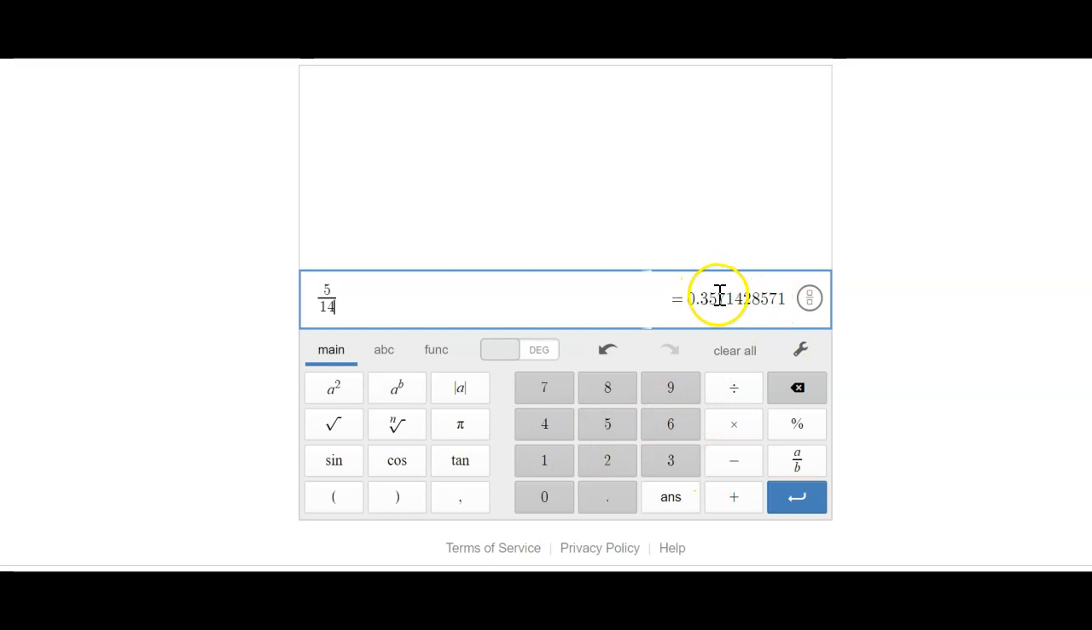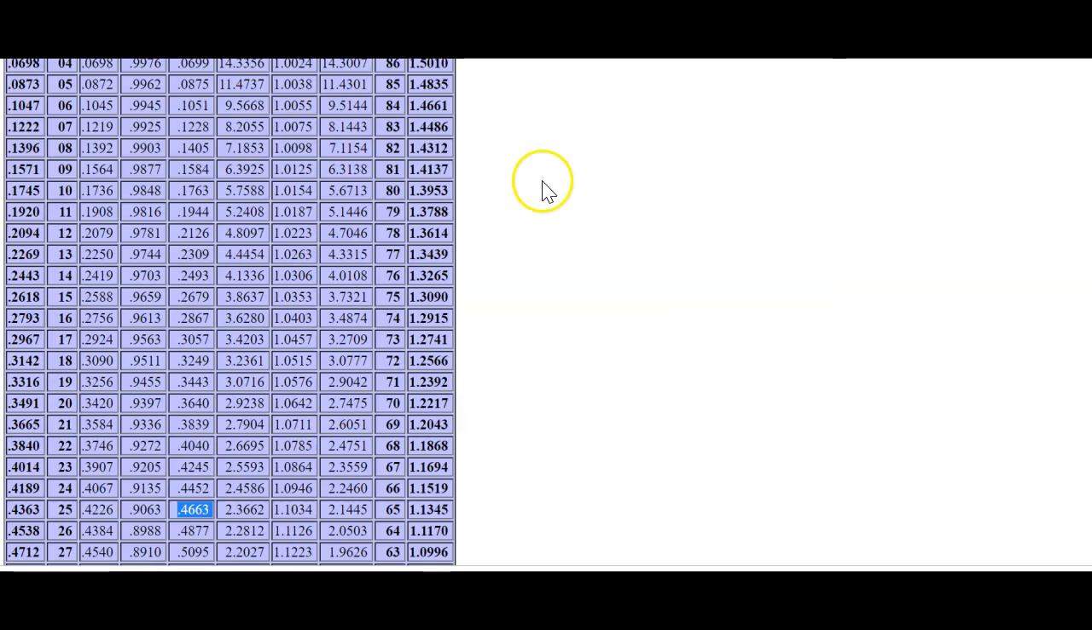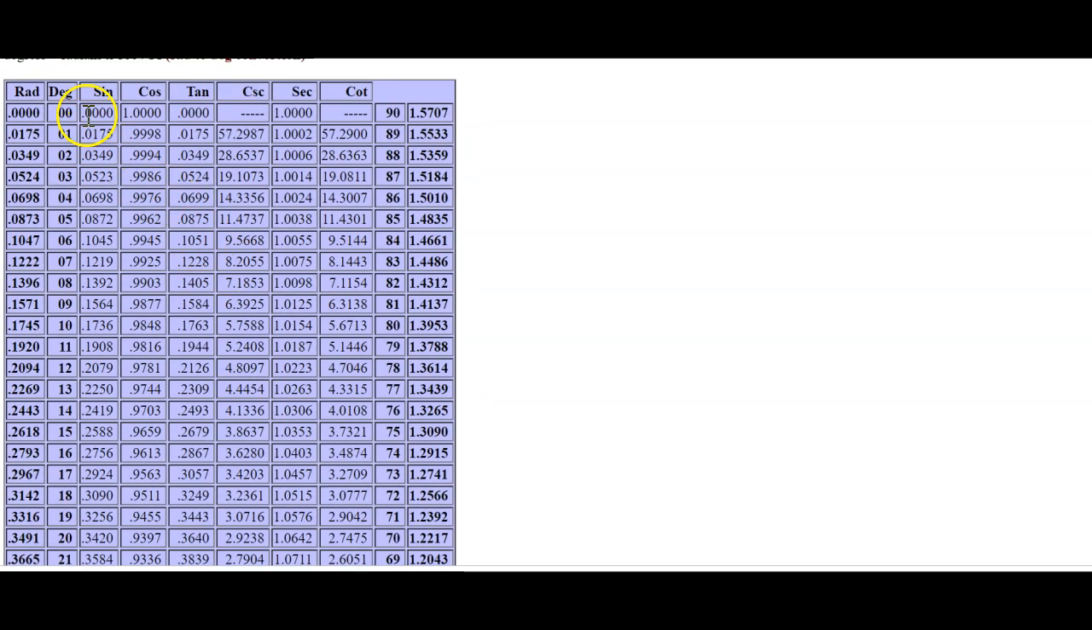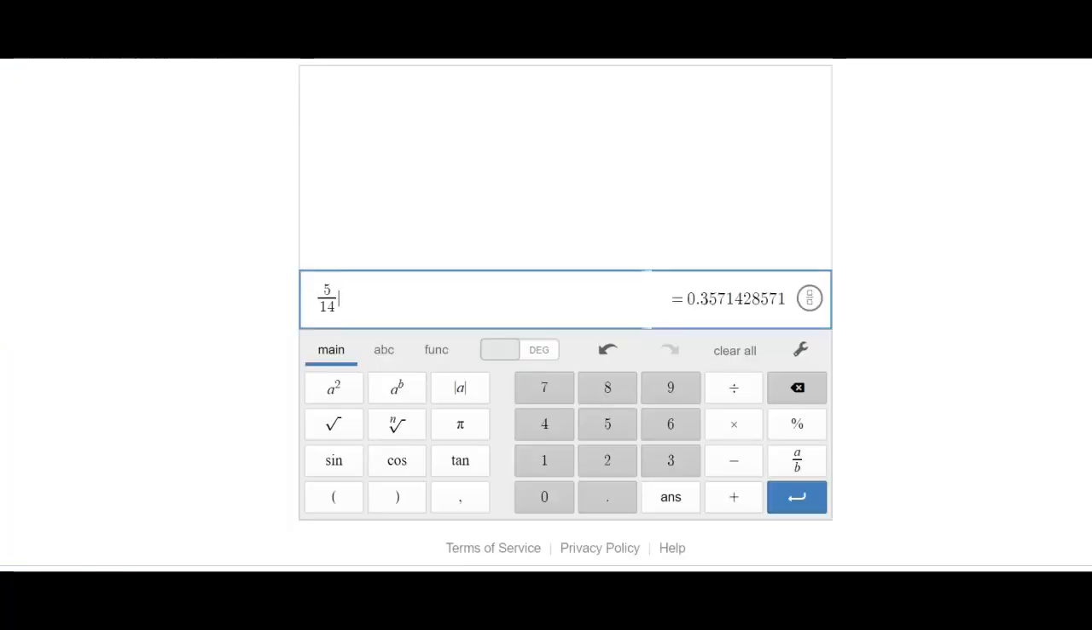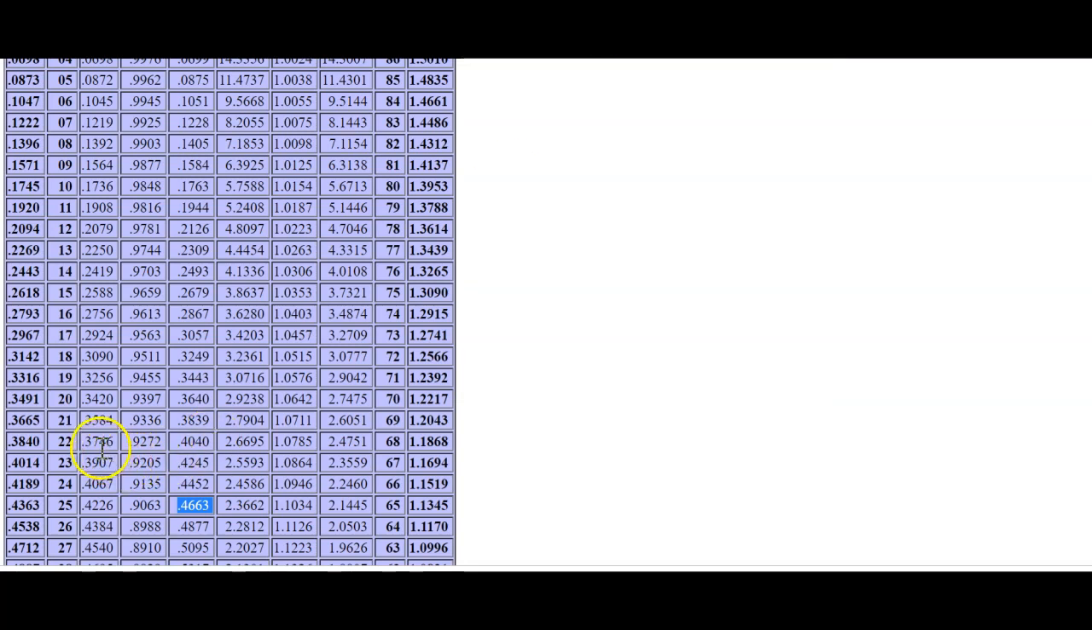I get 0.3571. And then I'm going to go to the trig table, underneath sine, looking for 0.3571. So here's sine, and there's 0.34, that's 0.35, and 0.3584. What was the number? 0.3571. So it looks like it's going to be between 20 and 21 degrees. It's probably closer to 21, maybe 20.8, 20.9 degrees.